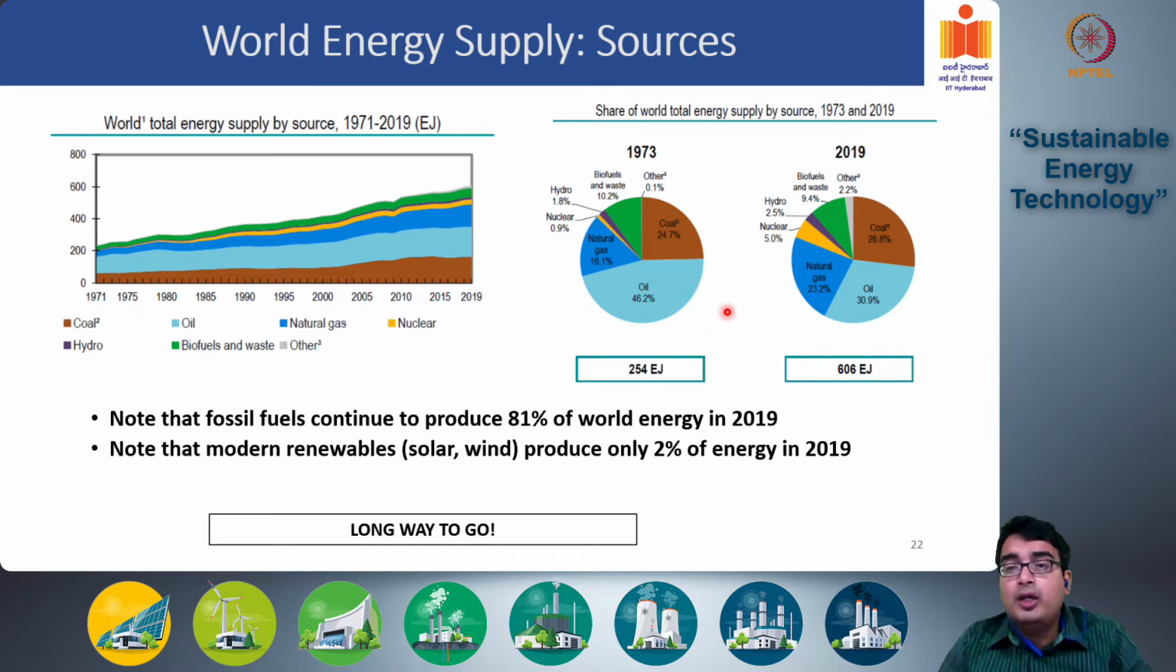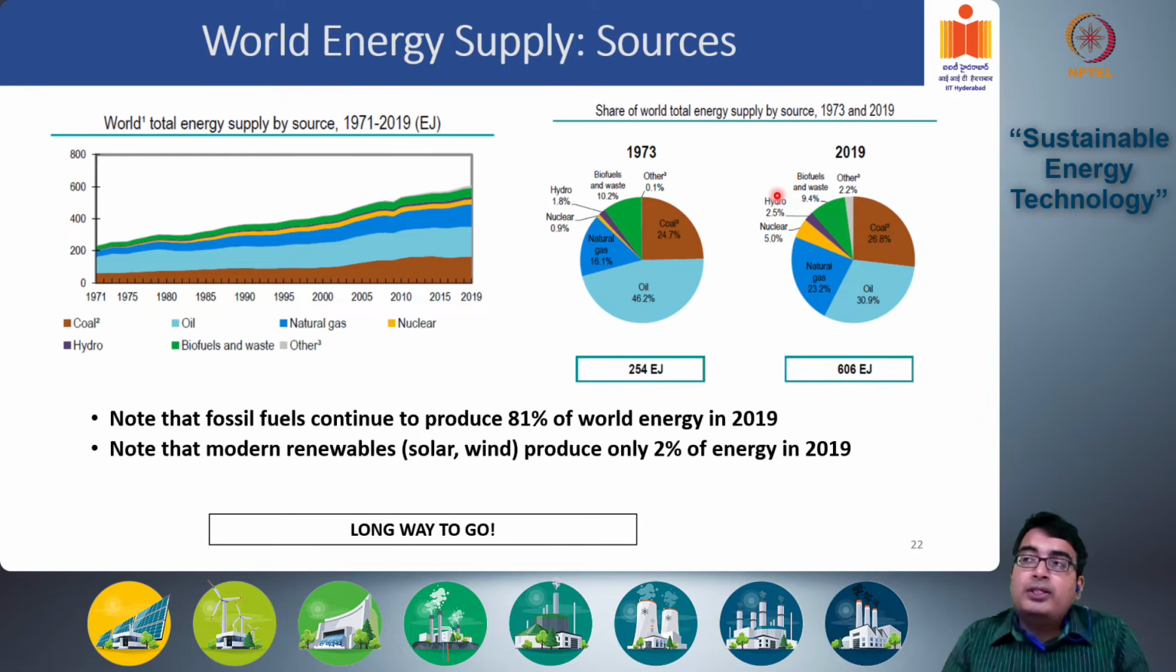So electricity production, energy production has moved partly to natural gas and to nuclear at the expense of oil. Biofuels and waste has remained reasonably steady. It has decreased a little bit from 10% to 9%. A small decrease, but a decrease nonetheless. Hydro has increased modestly from 1.8% to 2.5%.